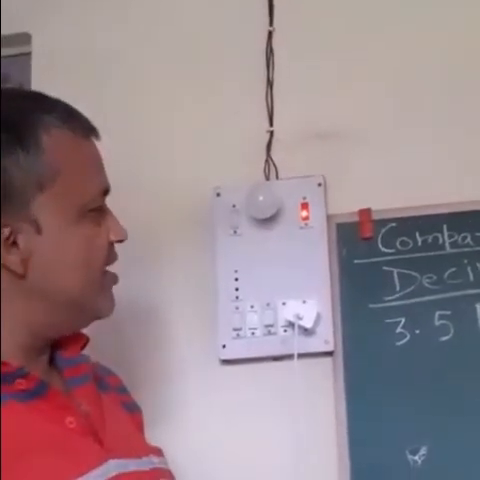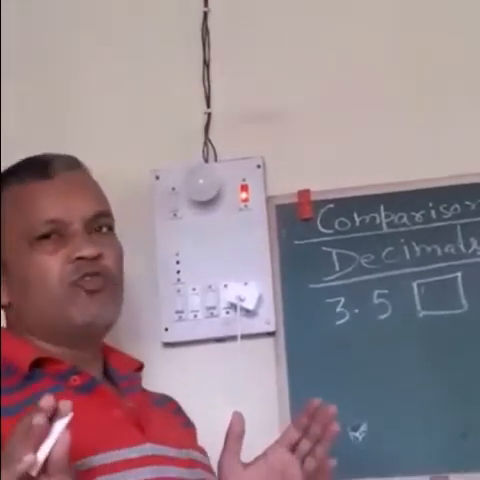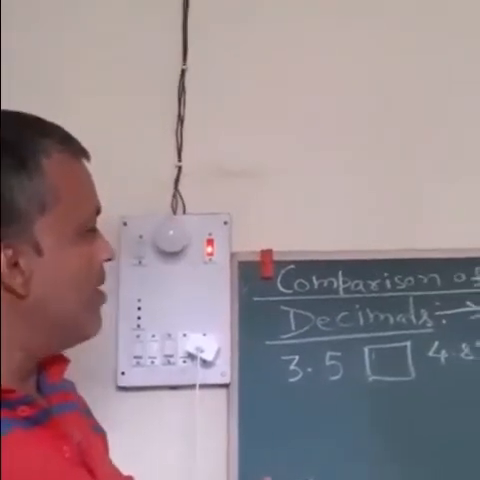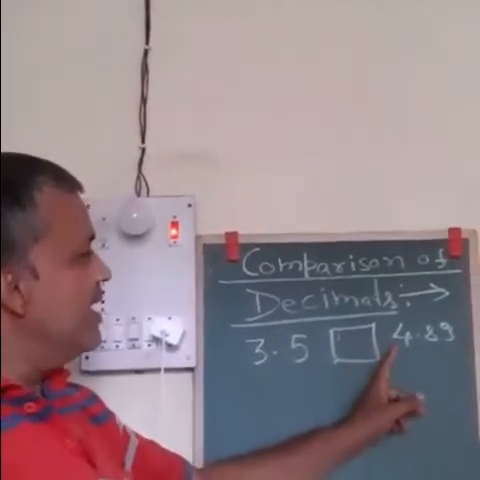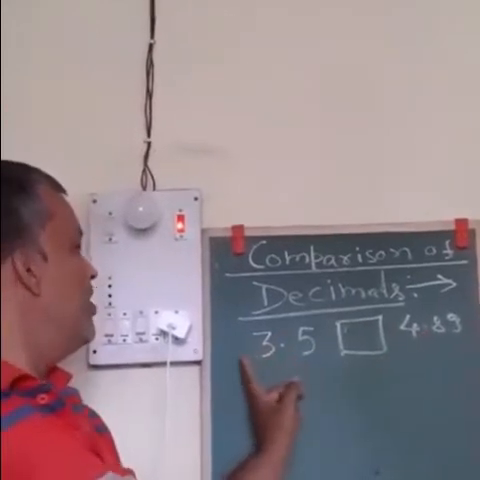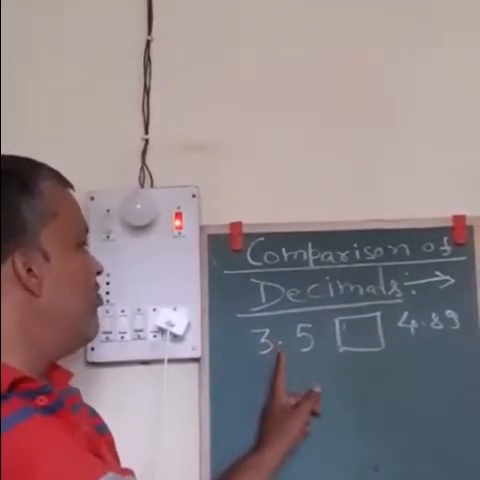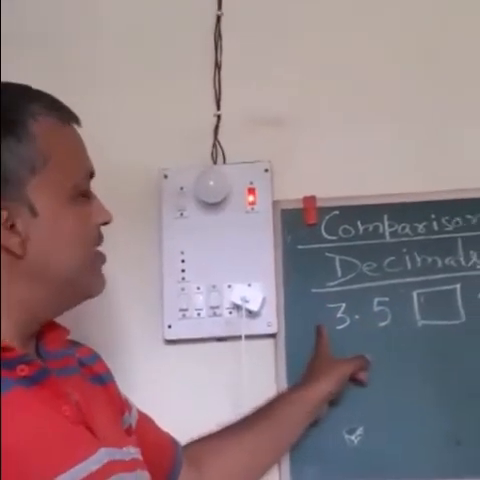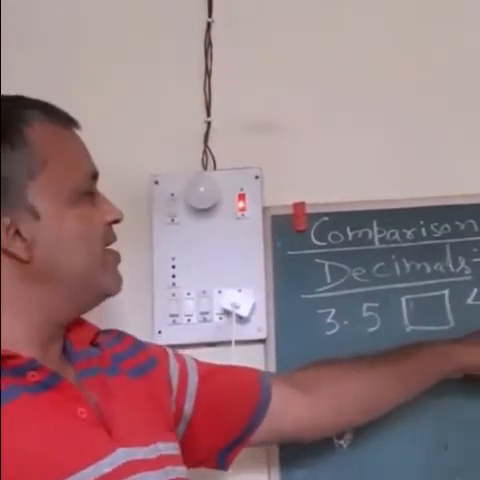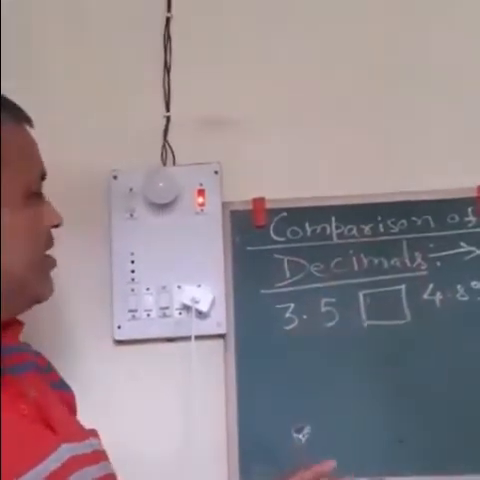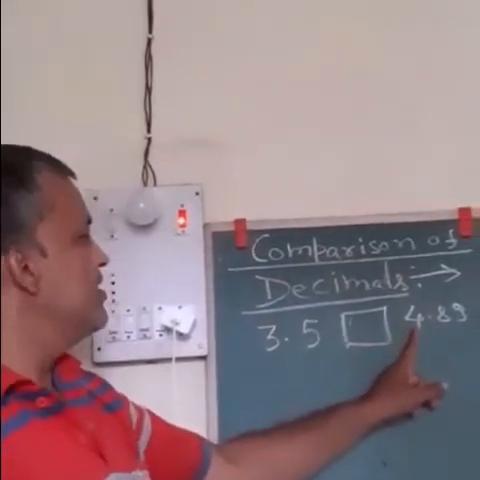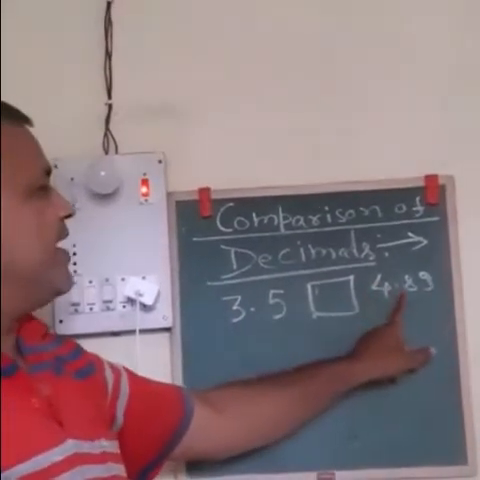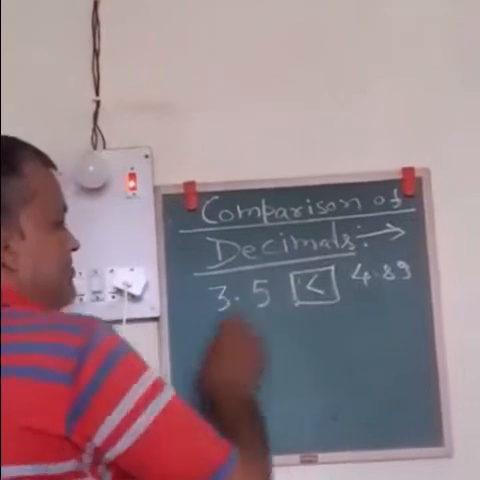So, for this, we have to consider only the whole number part. What is the whole number part? The whole number part is the left side of the decimal. It means in this number the whole number part is only 3 and in this number the whole number part is only 4. We see here whole number part 4 is greater than whole number part 3. So this 4.89 is greater.